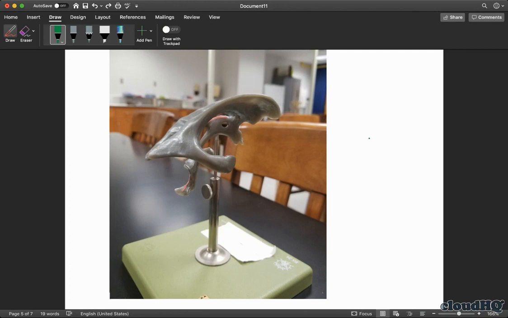So we have two lateral ventricles, one fourth ventricle, and then a third ventricle.